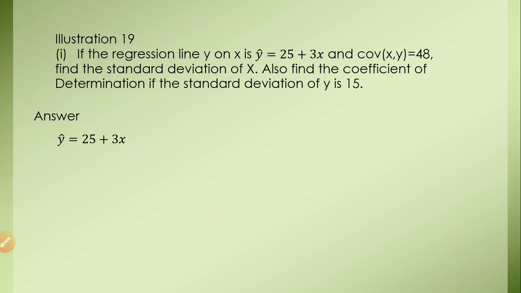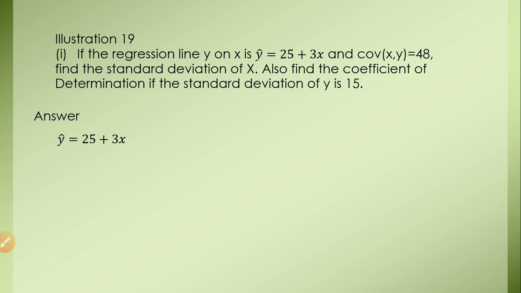Now just see the question. We'll elaborate this question. If the regression line y on x, y cap, is 25 plus 3x and covariance is given, you have to find the standard deviation of x, full stop. Let's find up to sx. Now you can see covariance is given, what other information is given? Other information you have to guess from the question.